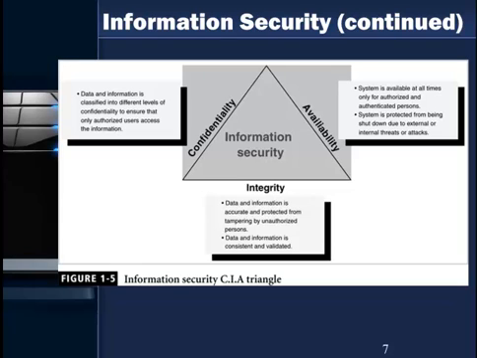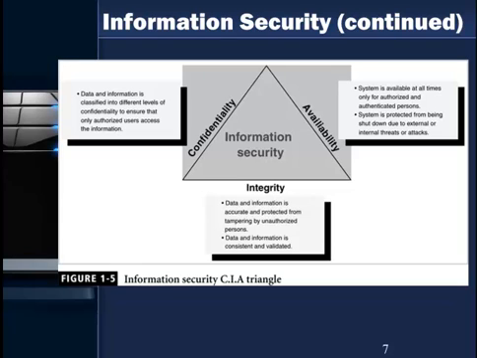Integrity, again: data is accurate and protected from tampering by unauthorized persons. This is very important as it relates to database security, in that an individual shouldn't have access to fields or database content that they're not allowed to. And data and information are consistent and validated. If we have a database of social security numbers, it's only accepting data that is appropriate for a social security number. That's a simple example. We shouldn't see any social security number databases that are populated with letters.